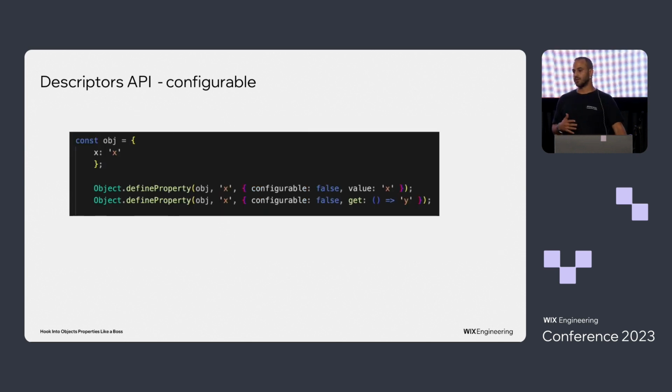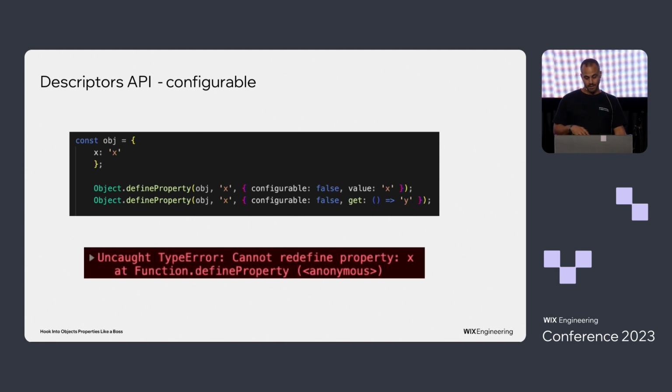Configurable is the way that I can set whether the property can be overridden or reconfigured with an extra attribute or not. And again, if I try to reconfigure something that is not configurable, I will get an error.